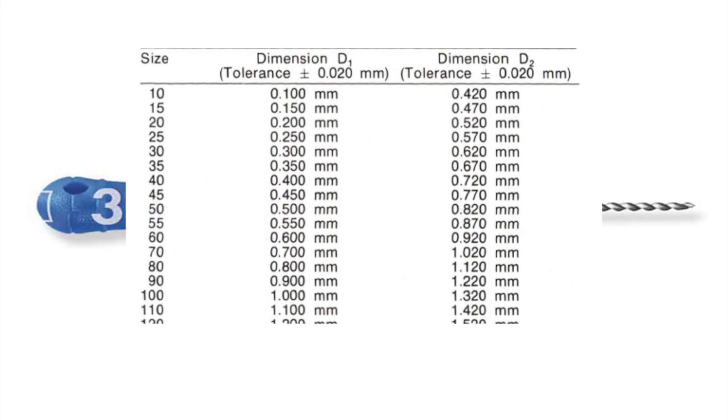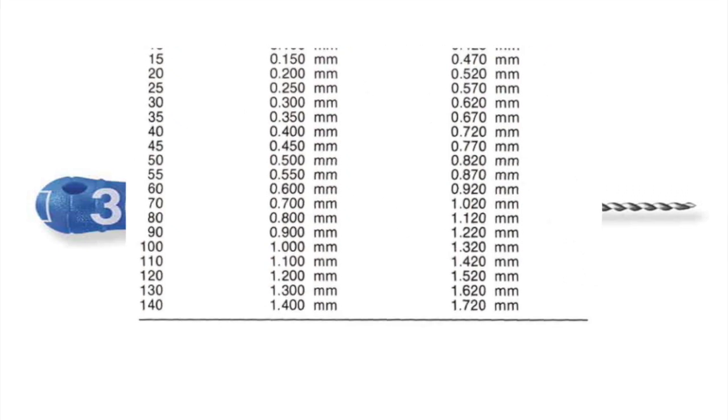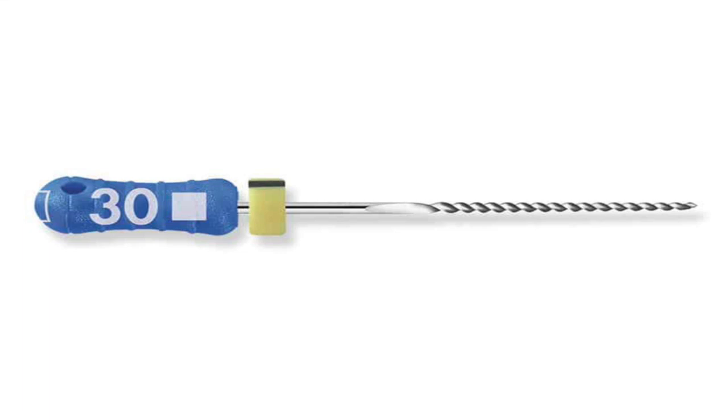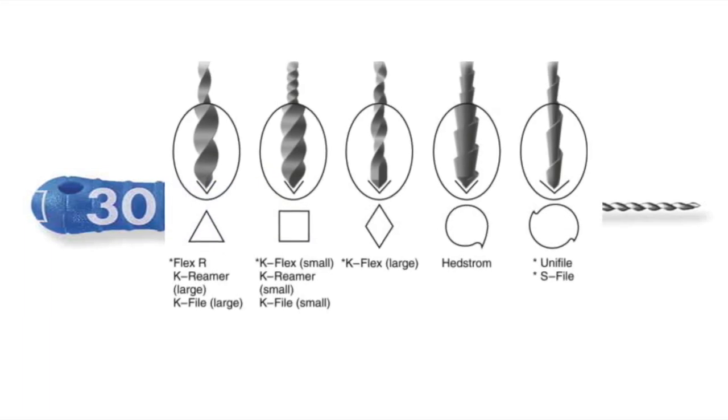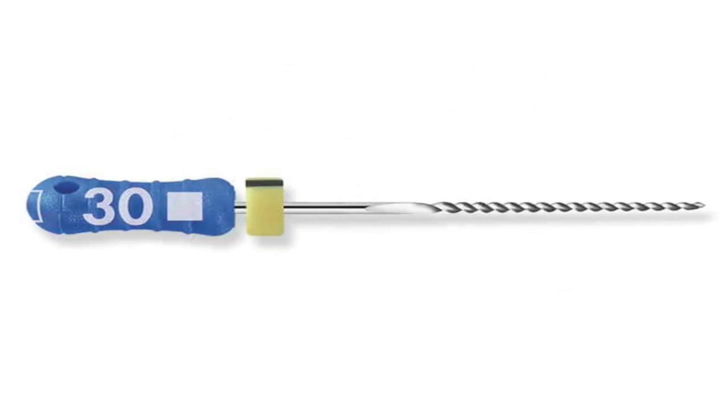First, taper, the increase in file diameter with each millimeter along the working surface. Cross-section, the mass of the file, determined by the geometric shape it presents when sectioned perpendicular to the longitudinal axis.